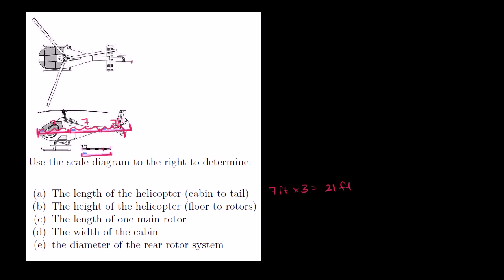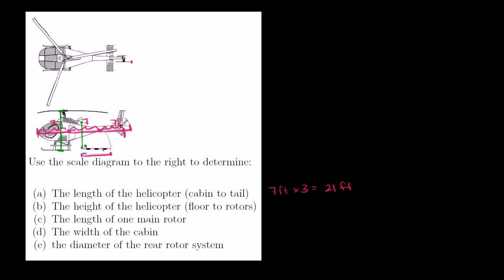Let's do part B. The height of the helicopter, floor to rotors. So from floor to rotors. Well, I'll go from down here to the rotors. They might be talking about this floor, but who knows? I think this will work. So what is this distance right here in feet? We could just eyeball a little bit. They didn't give us a vertical scale. This scale looks like about that high. It looks about that high. So that would be about 7 feet.